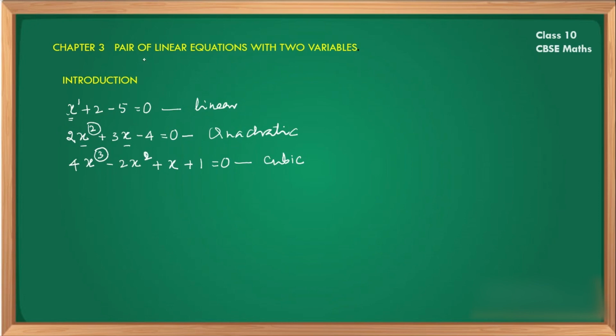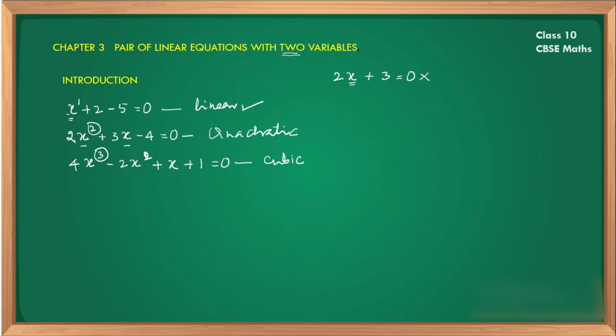Now in this chapter we are dealing with only linear equations with two variables. Therefore, let me concentrate on the first one, that is linear equation. Now, let me write down one example here. 2x plus 3 is equal to 0. I am writing one linear equation but with only one variable, that is x. But this chapter is dealing with linear equation with two variables. Therefore, this equation is of no use.